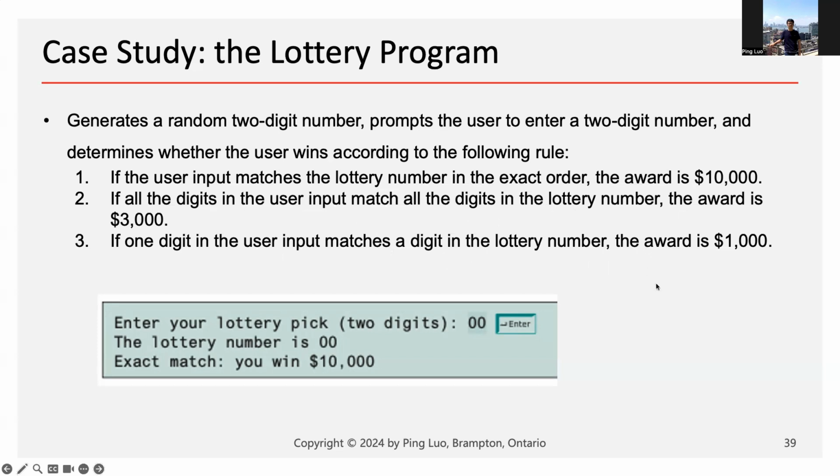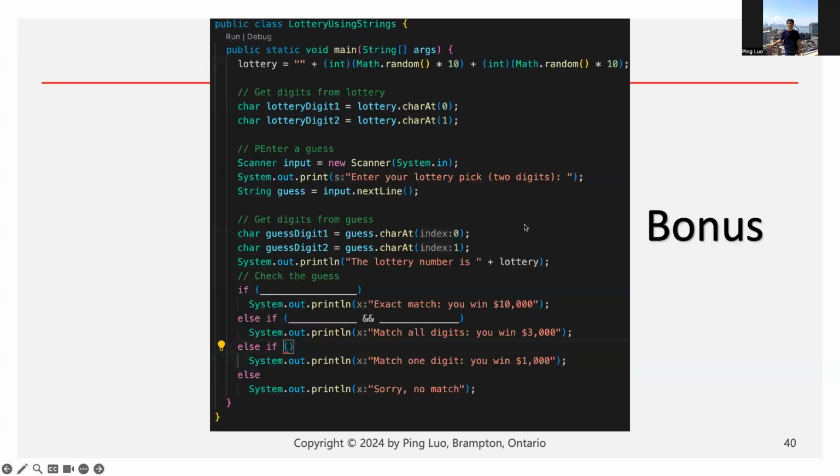Although the input is numbers, we can just use string manipulation to solve this kind of task. This is the code we can do. For the lottery, we generate a random number and save the number in each digit, and the user inputs his guess. We get the digit at index 0 and index 1, the number in each digit.